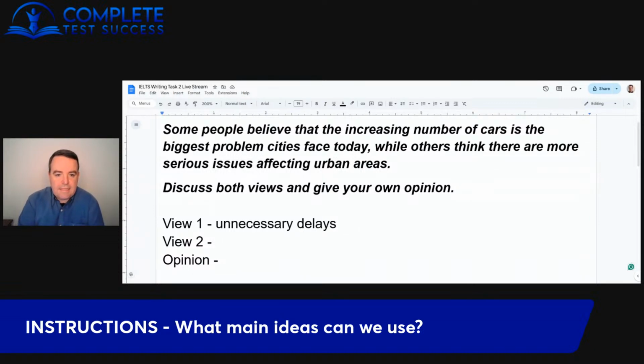Now, where people will often go wrong with this type of question is the second view, where it says this is the biggest problem, other people think it's not the biggest problem. What I often see when people are trying to think of an idea for the second view is they try to say, what is another big problem? But that's not enough. You can either tell me why another problem is bigger than the increasing number of cars, or you can tell me why the increasing number of cars is not the biggest problem. Either way, it has to address the fact that the increasing number of cars isn't the biggest, not just what is another big problem, but another big problem that shows the increasing number of cars isn't the biggest one.